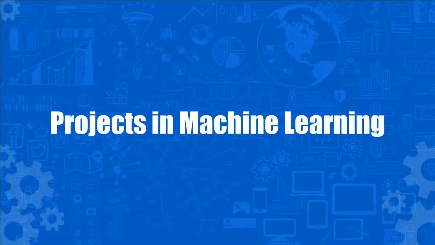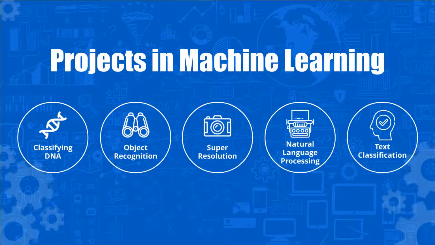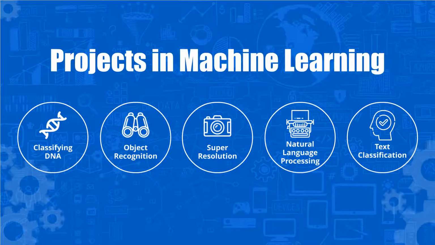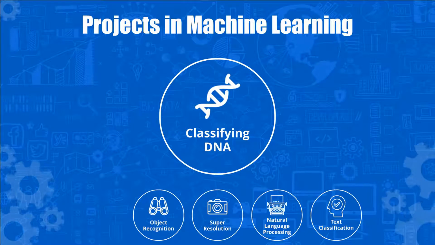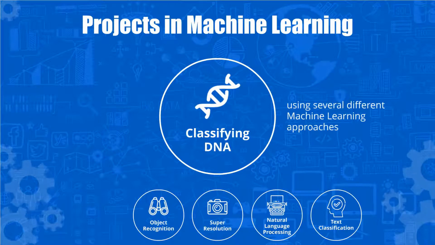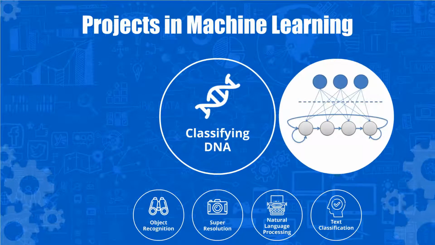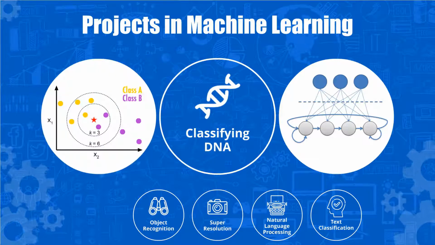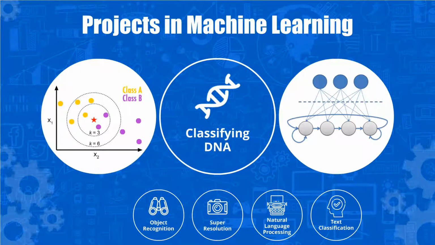Machine learning is rapidly being adopted across the globe. As a result, Eduonix is presenting an additional 5 projects that cover some of the most interesting areas, applications, and techniques in machine learning today. Our first project is classifying DNA sequences using several different machine learning approaches. During this project, we will explore the world of bioinformatics by using Markov models, k-nearest neighbor algorithms, support vector machines, and other algorithms to classify E.